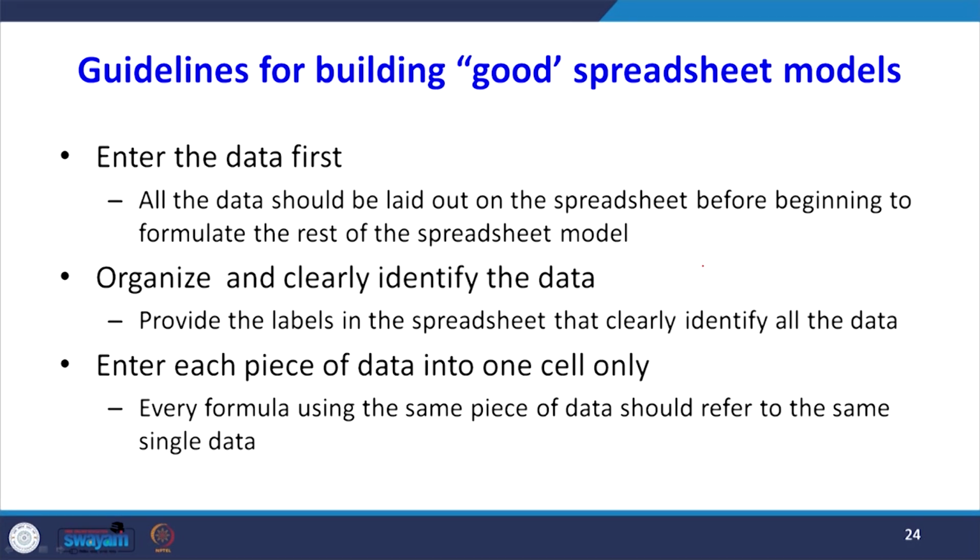There should not be a confusion where is the data, where is the model. Second tip is organize and clearly identify the data. What this means is you have to provide labels in the spreadsheet that clearly identify all the data. Next, enter each piece of data into one cell only. Every formula using the same piece of data should refer to the same single data.